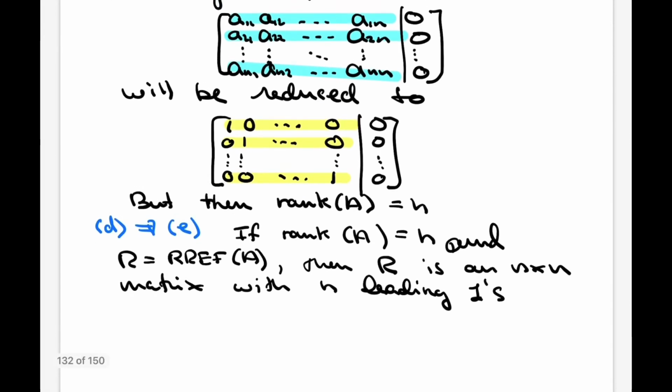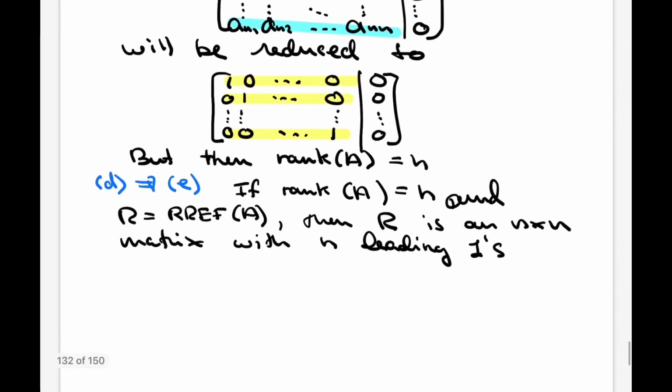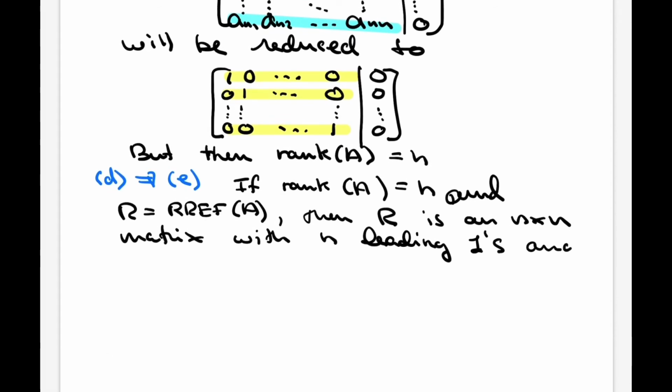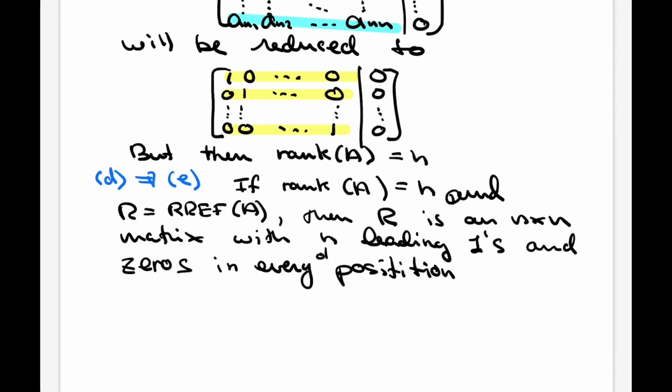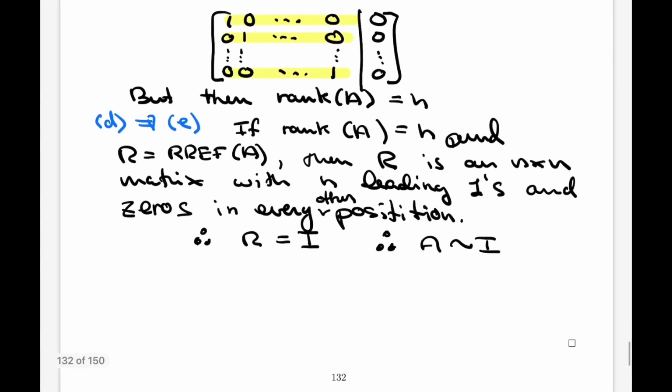Why n leading 1s? Well, because the rank is literally the number of leading 1s in the reduced echelon form, so that matrix R has n leading 1s and 0s everywhere else. To qualify as RREF, it needs to have 0s above and below those leading 1s, and therefore, since there are n columns with n leading 1s, everything else will be 0, in every other position. And therefore, the conclusion is that R has to be the identity matrix, and therefore A is row equivalent to I. And that's exactly what we wanted to show.